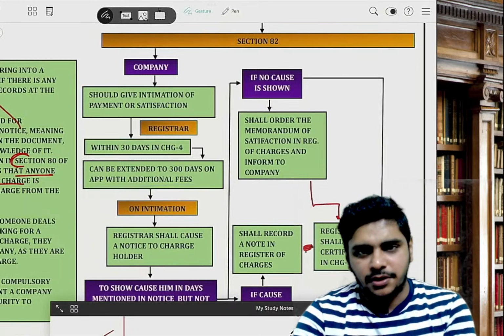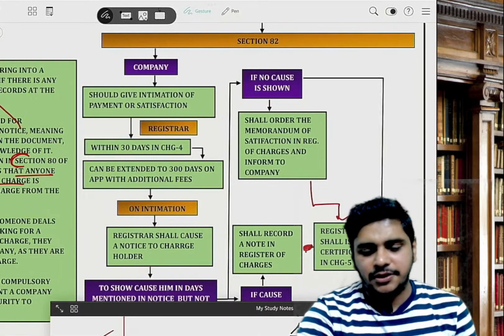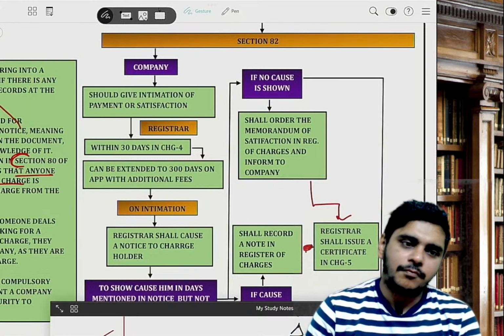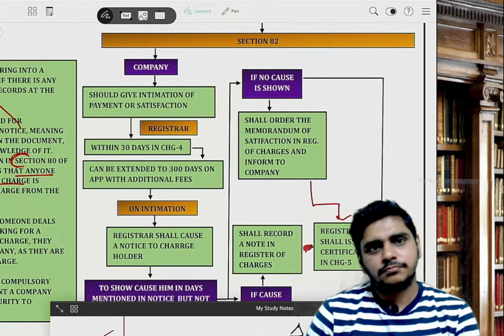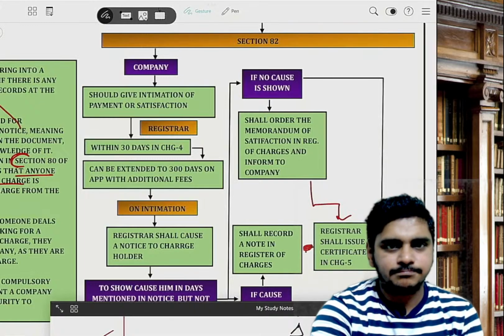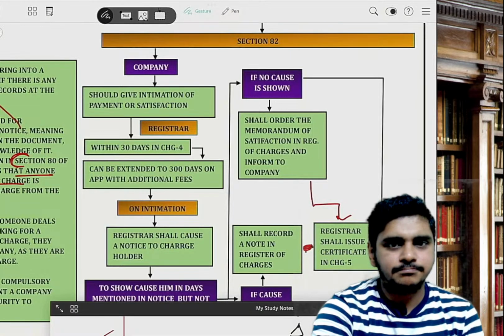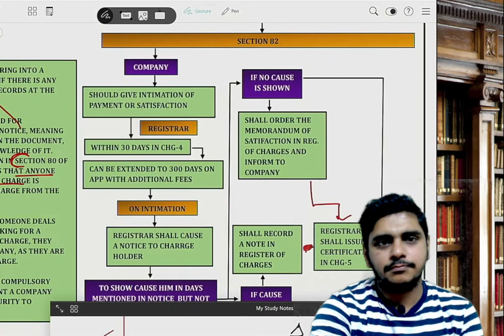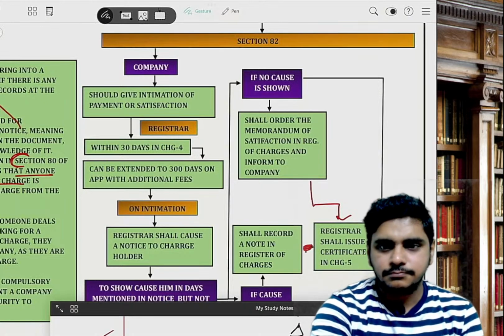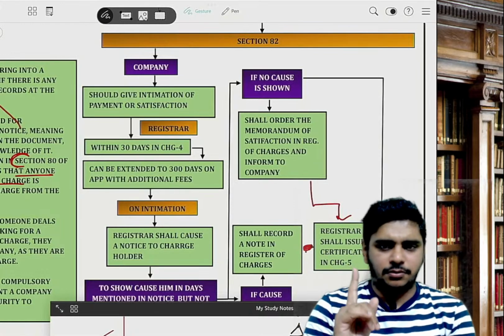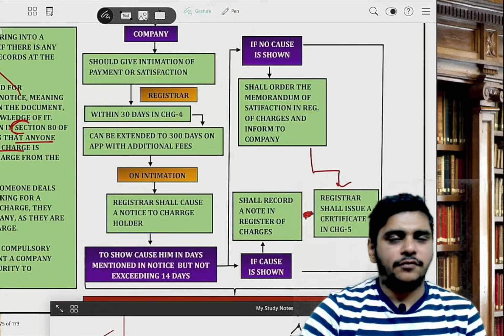Guys, is it 30 plus 300 or all inclusive 300? Please write in the chat. So it is all inclusive 300. 30 plus basically it is 270. But in the exam you will remember just 300. Always remember this.